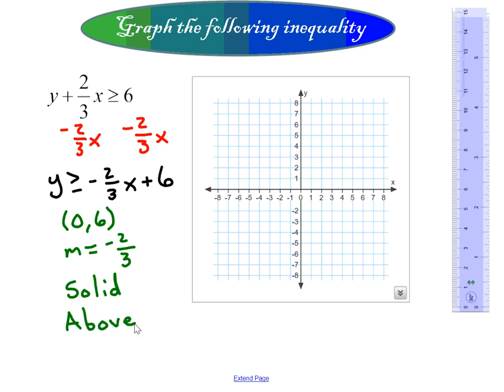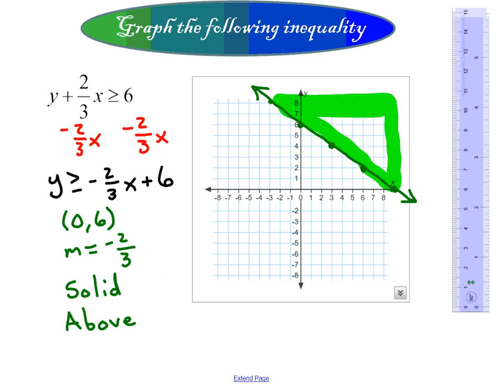So I put a dot at 6. My slope tells me to go down 2/3, down 2/3, down 2/3. I can also go backwards in that. I know it's going to be a solid line, so I'm going to go ahead and draw a solid line there. And then I know that I am shading this thing above, so I'm going to go ahead and do that. And I am all done with the problem.